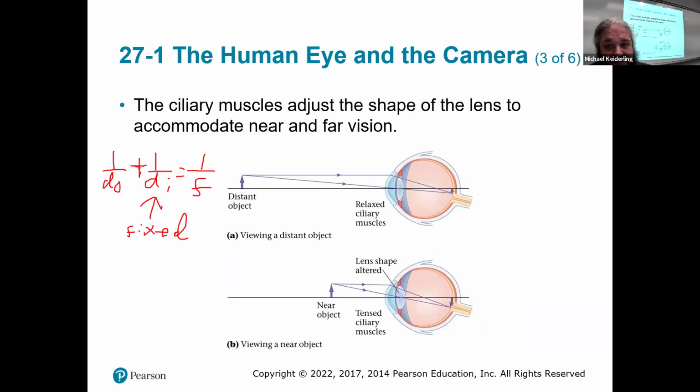And the ciliary muscles will adjust the shape of the lens to accommodate near and far vision. So the situation here is that your image distance is fixed, but you have a changing object distance. So you have to adjust the focal length. That's how you can focus images at different locations. So you adjust the lens shape to change the focal length of the lens to keep the image distance fixed on the back of your retina while being able to see different objects.